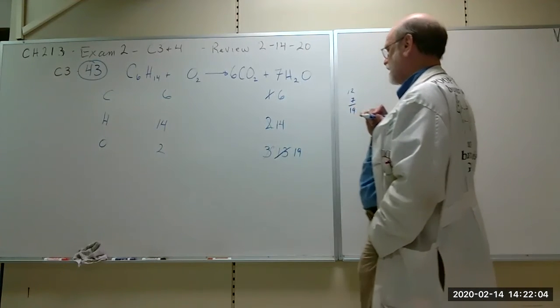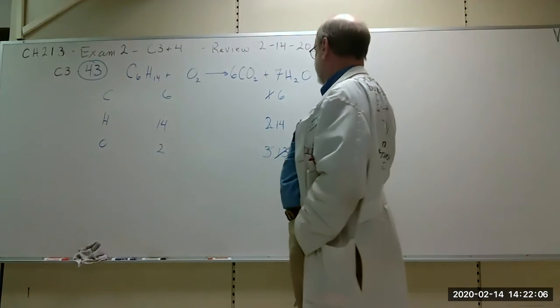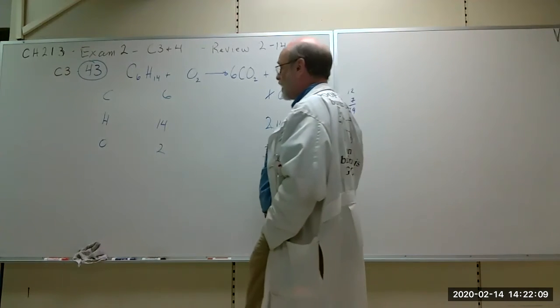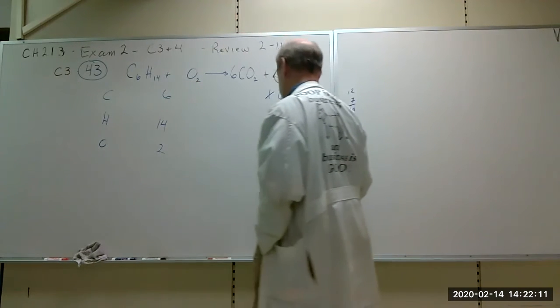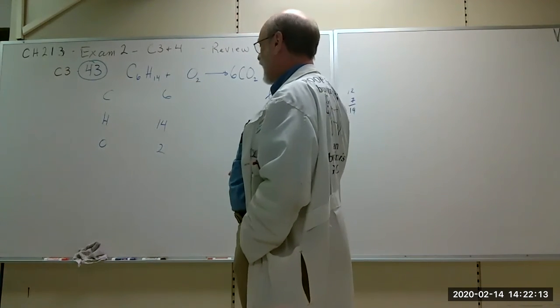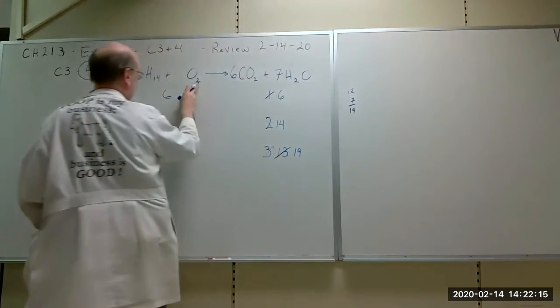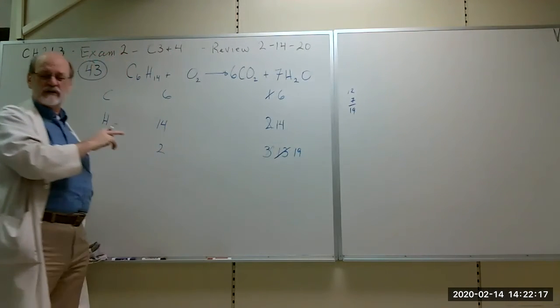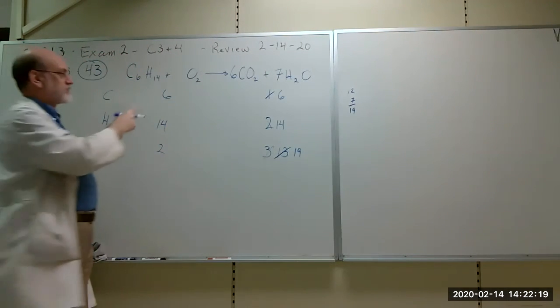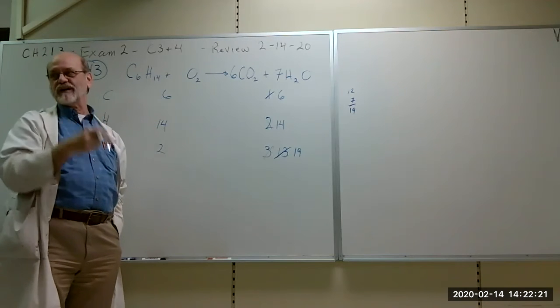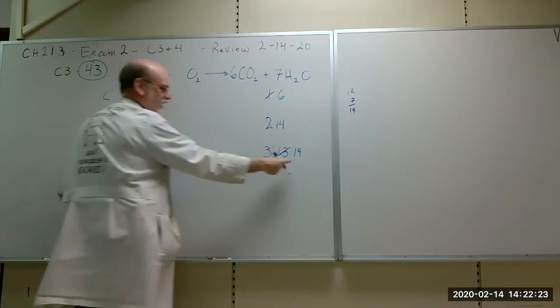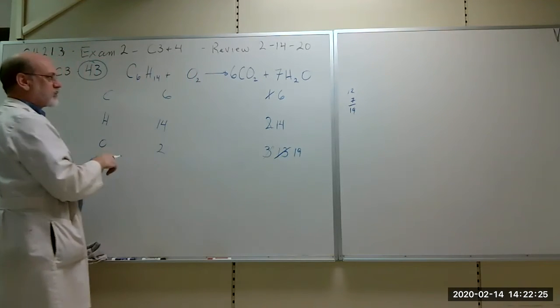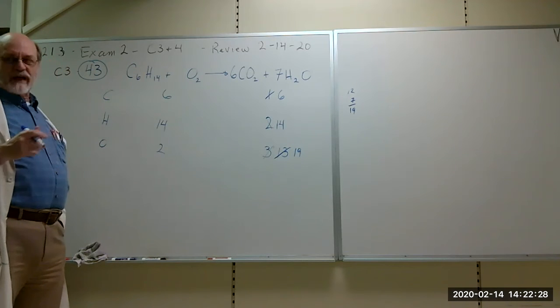Okay? Now what do we do? The only place you can go now is to oxygen. But you can't multiply oxygen by any whole number because there's a subscript of 2. So any number you multiply times oxygen is going to be an even number, right? 2 times any number is even. And that's odd. So here's what you do. You multiply it by a fraction.